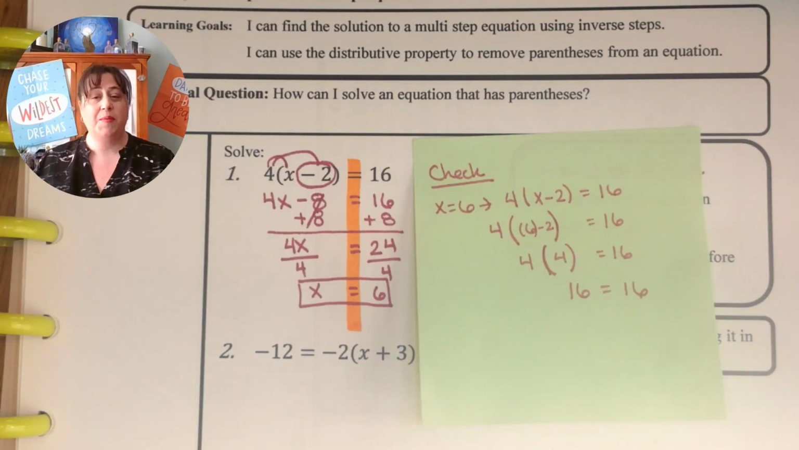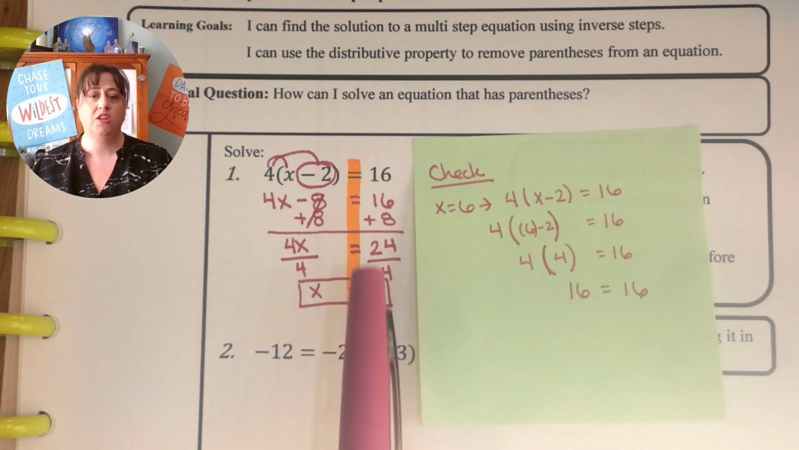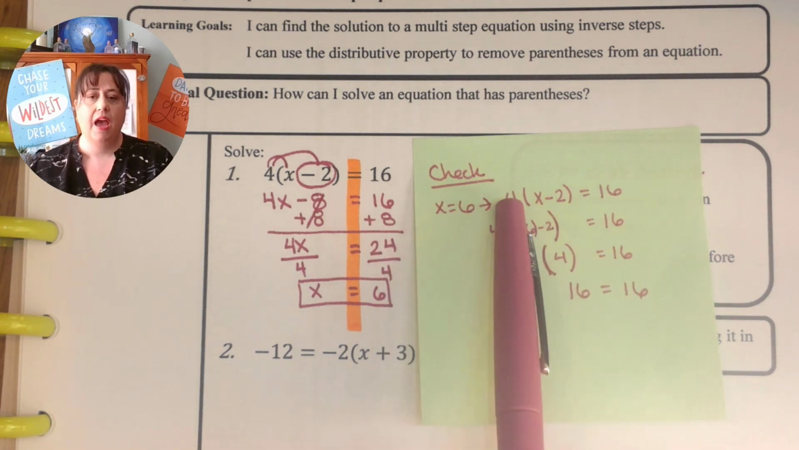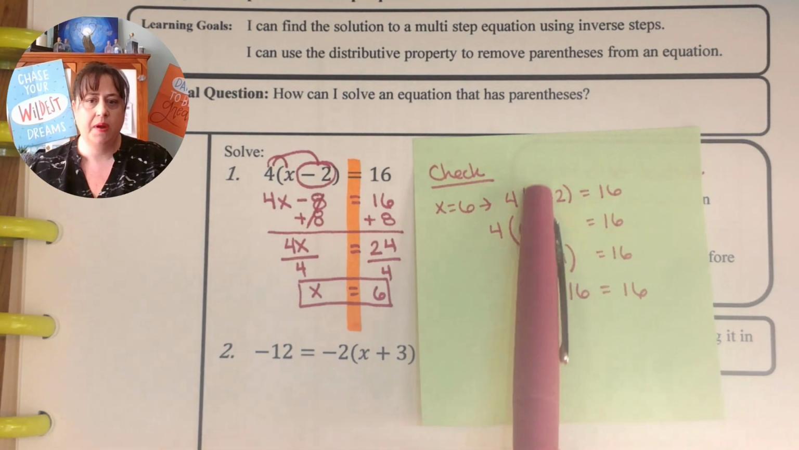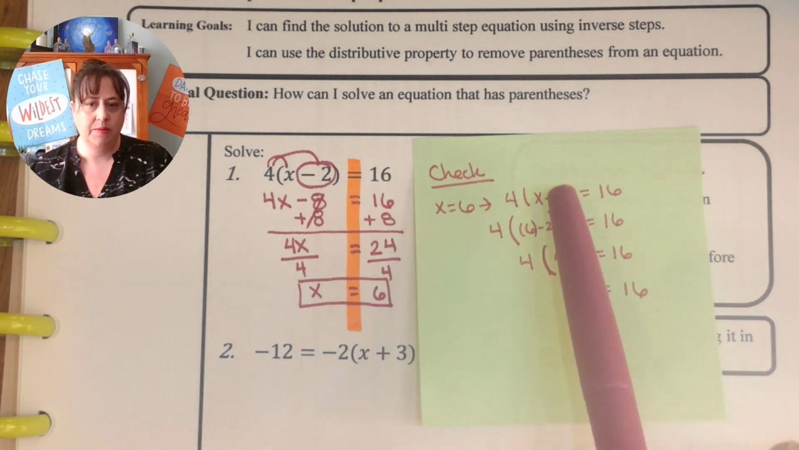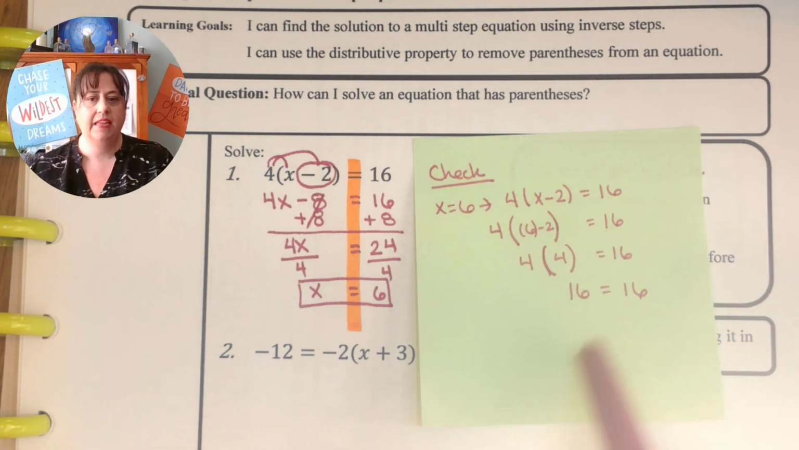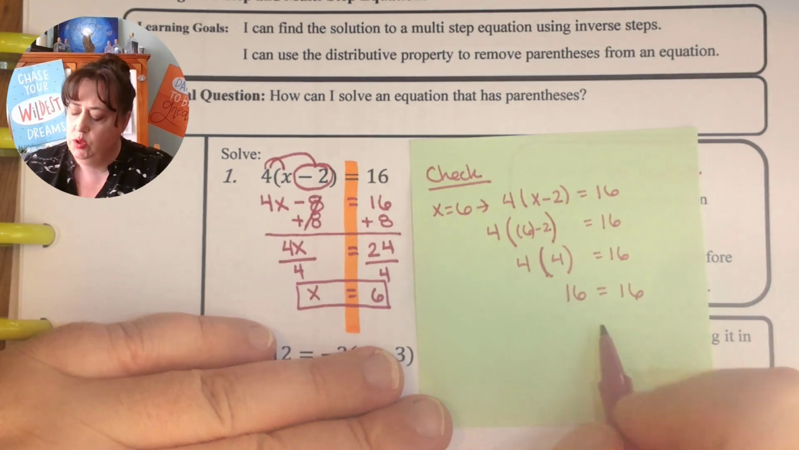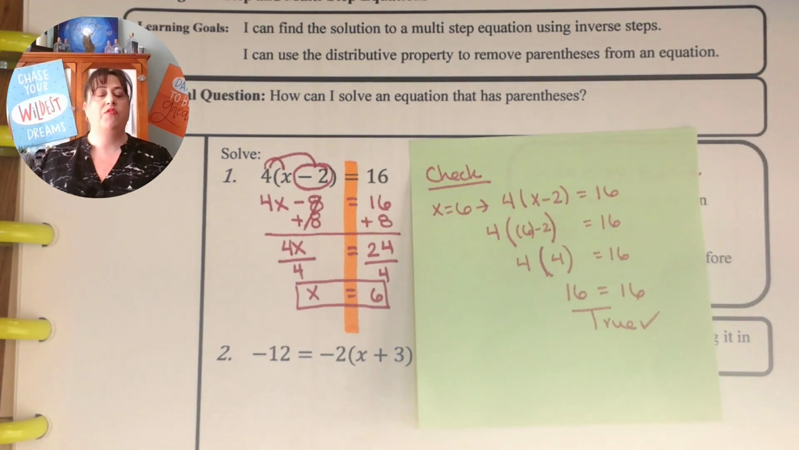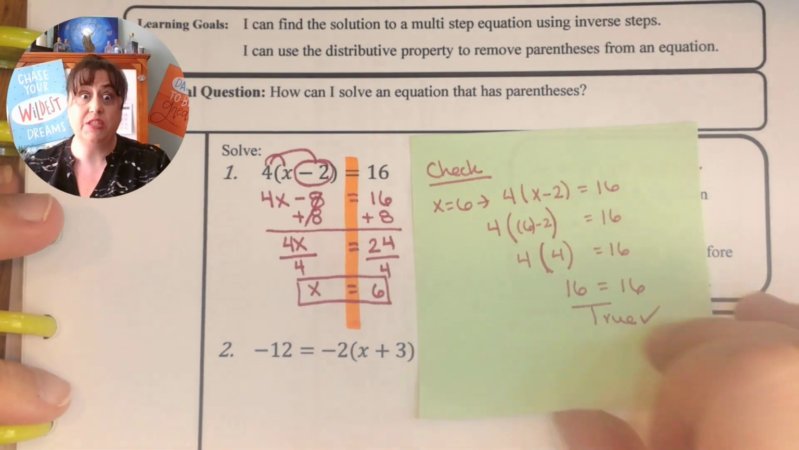So there you have it. I checked my work. 16 equals 16. I took my x equals 6. I wrote down what I'm replacing it into. I did substitution, and I simplified just on this side. And 16 equals 16. This is true. So I found my solution. Okay, let's look at the next problem.